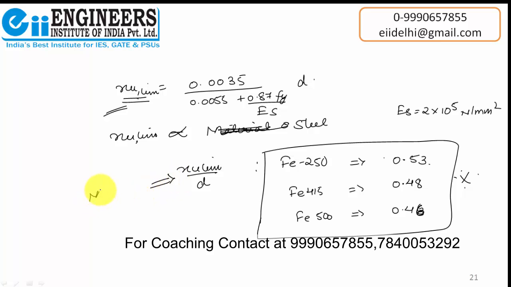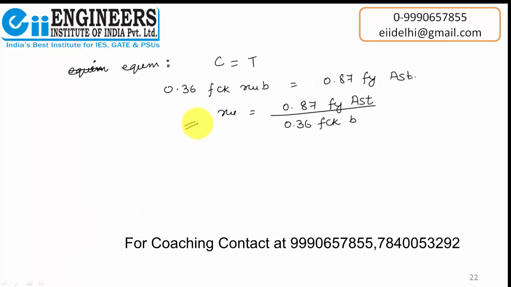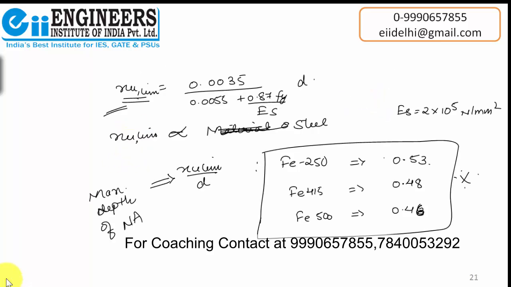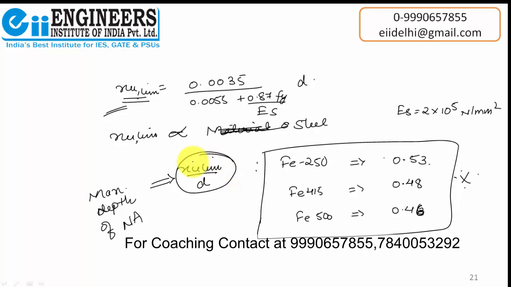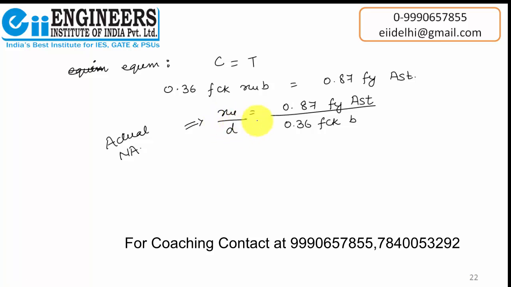And this was the value of Xu limiting. Don't forget, this is the maximum value, the maximum depth of neutral axis, and this is the actual depth of neutral axis, which is according to our loading conditions. You can easily see that this is according to our width, our depth, and according to area of steel. Since we have kept Xu limiting in terms of Xu by d, we can also keep this Xu in terms of Xu by d. So it makes this value 0.87 Fy Ast upon 0.36 fck b into d.